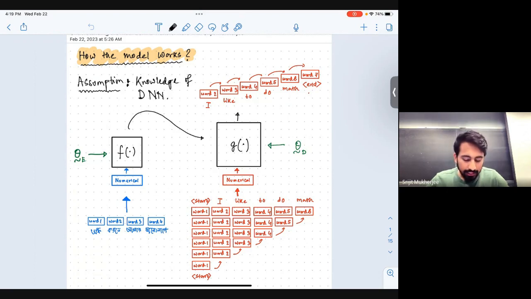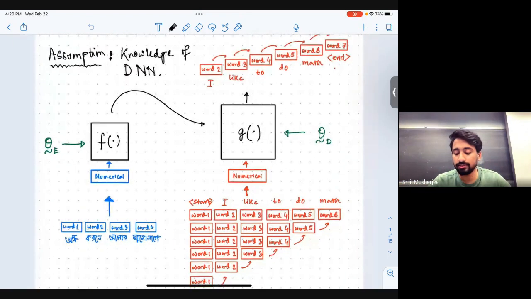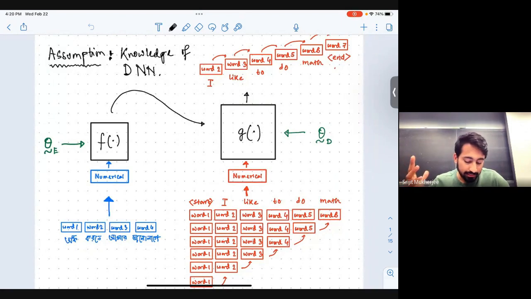So understand what our goal is. You have a sentence, a set of words, that let's say I have written in my mother tongue, Bengali. The sentence is "onko korte amar bhalo lage," whose English translation is "I like to do math."